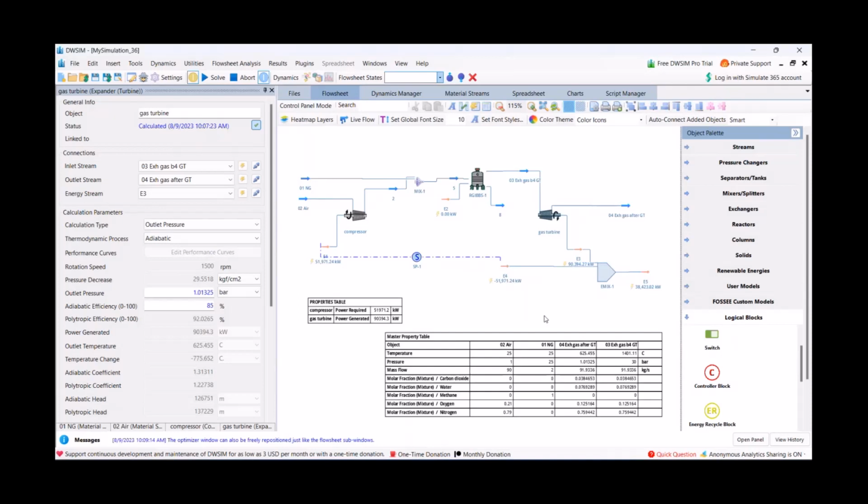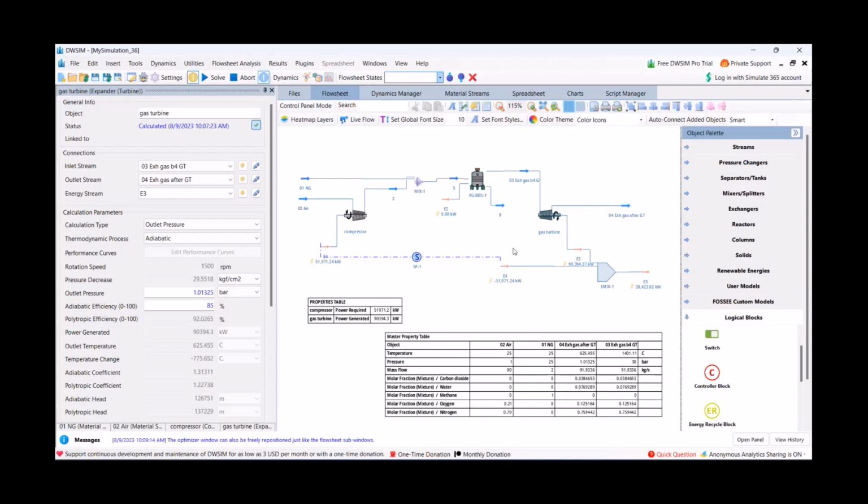In this video, we'll make the DWSIM model of a gas turbine, which is basically a Brayton cycle. Brayton cycle depicts the air standard model of a gas turbine cycle. Brayton cycle comprises three main components: a compressor, a combustor, and a gas turbine.